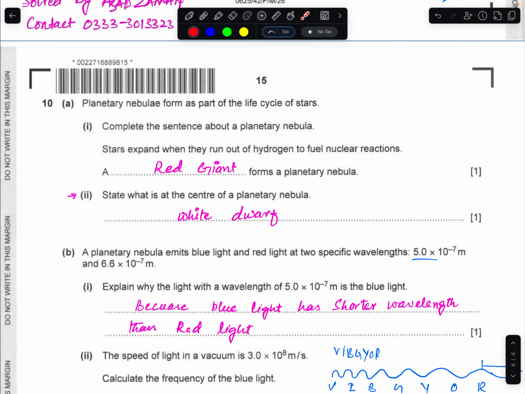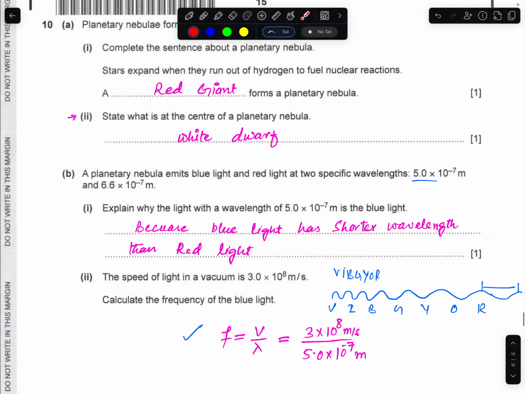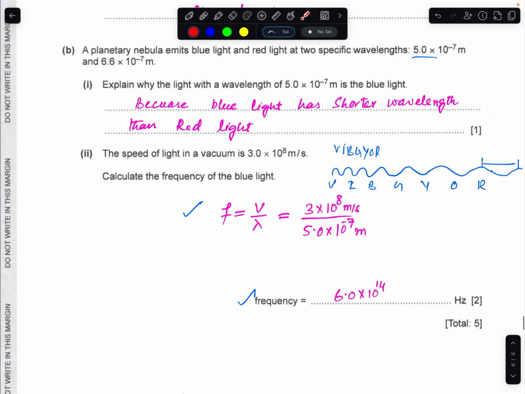The next question: two wavelengths are given, one for red and the other for blue. Blue has a smaller wavelength according to the mnemonic we are using, VIBGYOR. Violet, indigo, blue have the smallest wavelengths, and as we move towards red, the wavelength increases. So explain why the light with a wavelength of 5 times 10 to the power minus 7 is blue light: because blue light has a shorter wavelength than red light.